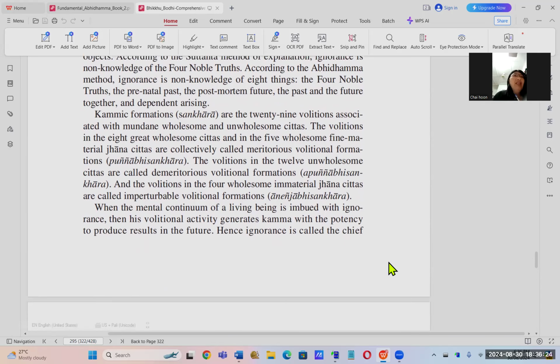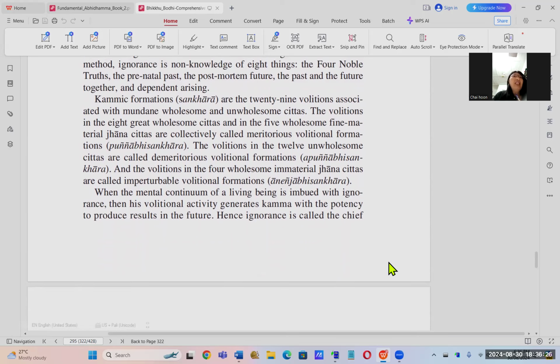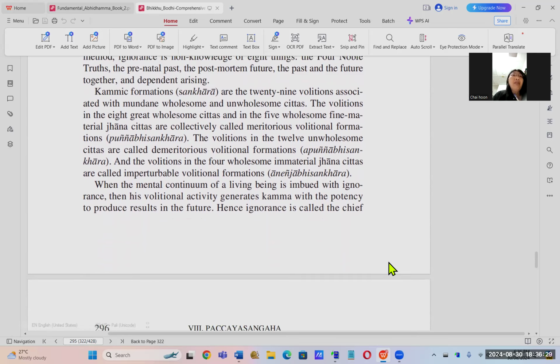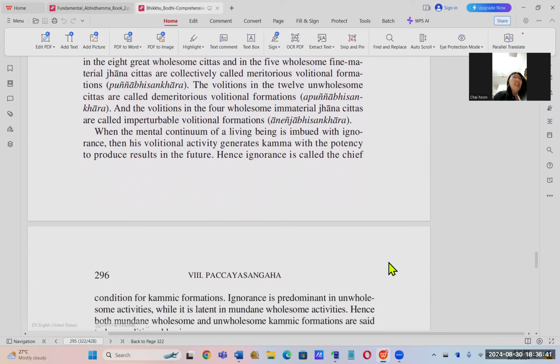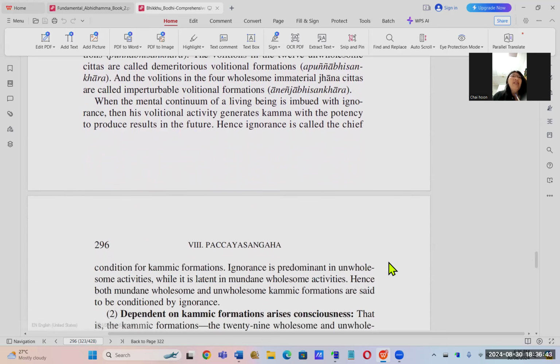When the mental continuum of a living being is imbued with ignorance, then his volitional activity generates karma with the potency to produce results in the future. Hence, ignorance is called the chief condition for karmic formations. Ignorance is predominant in unwholesome activities, while it is latent in mundane wholesome activities. Hence, both mundane wholesome and unwholesome karmic formations are said to be conditioned by ignorance.